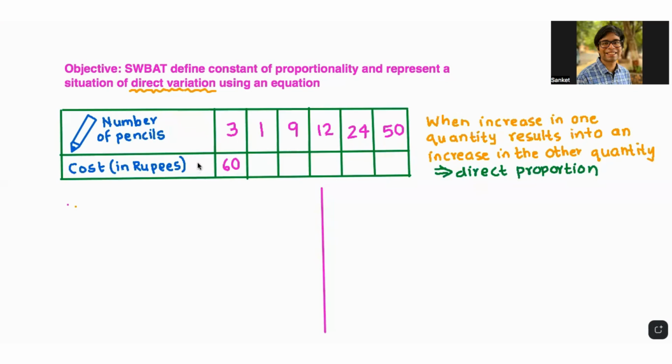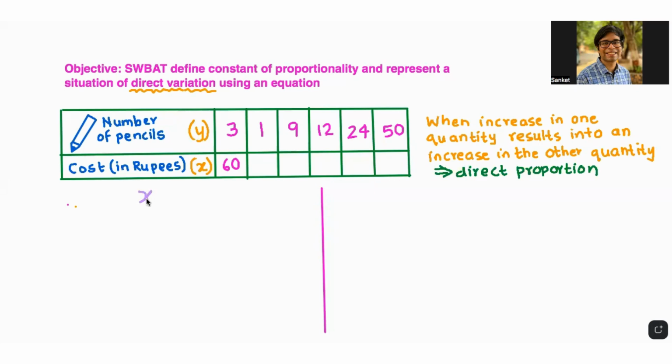Let me denote the cost by the variable X, and let me denote the number of pencils with the variable Y. So the variable Y can take different values. It can take the value of 3, 1, 9, 12, 24, 50, any other value. And accordingly, this cost is going to change. So we just saw that there is a relation between X and Y, that if Y increases, X will also increase.